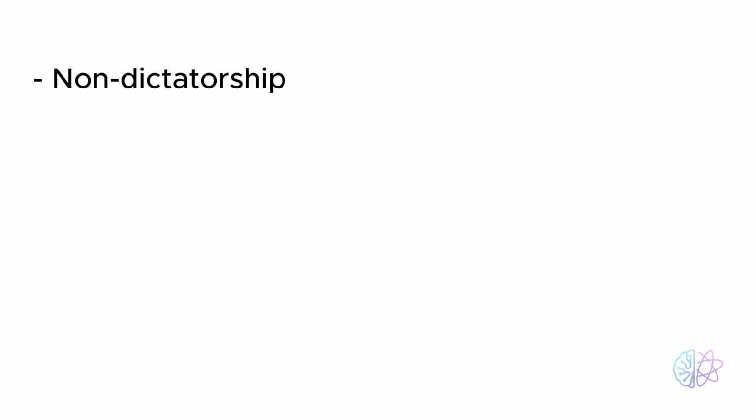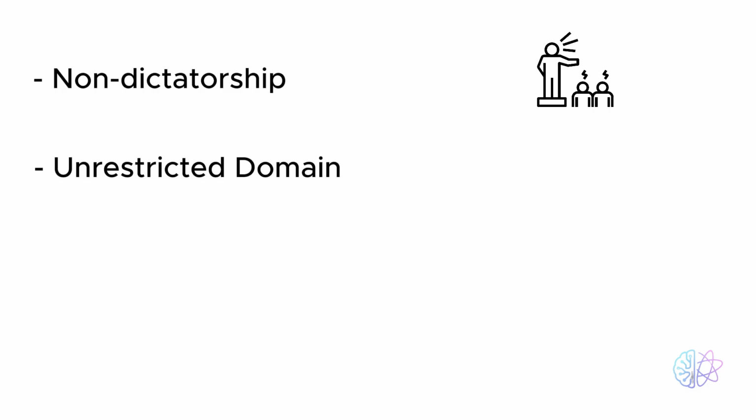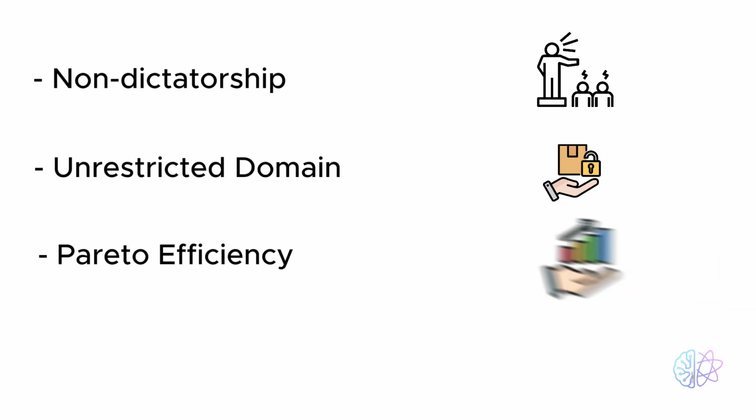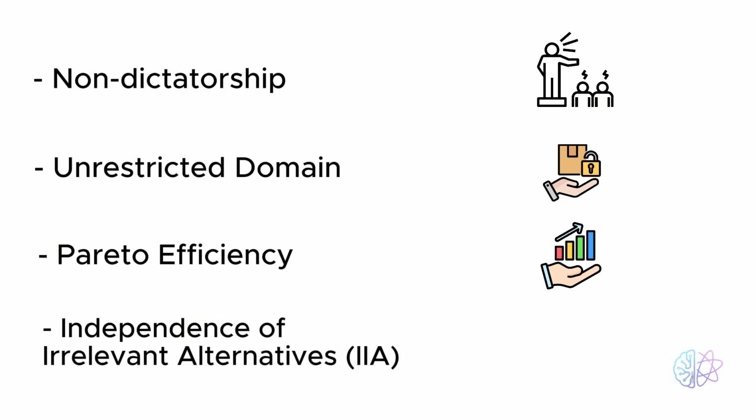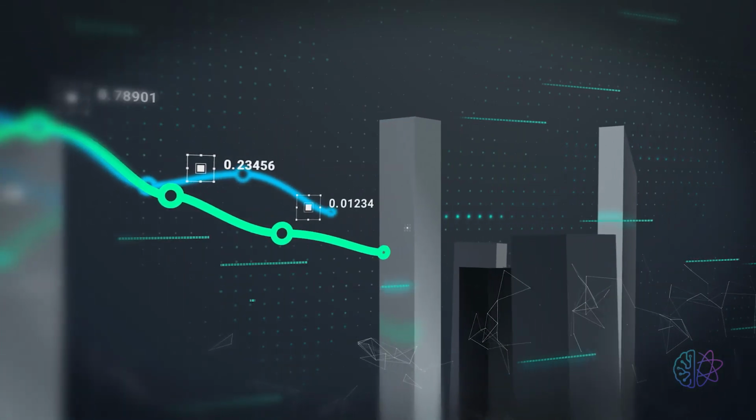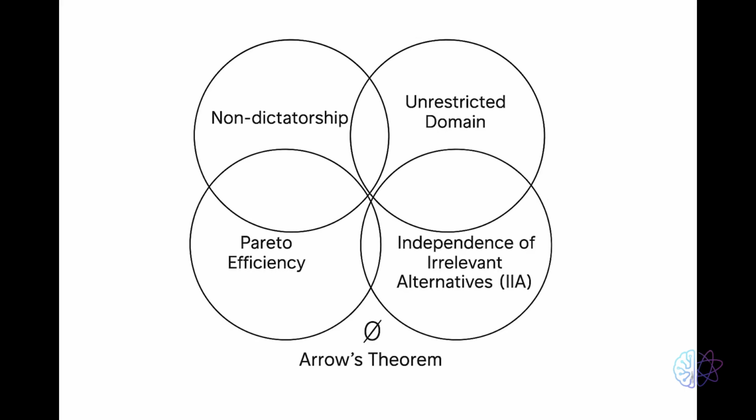Non-dictatorship. No single voter should decide the outcome. Unrestricted domain. Any set of individual preferences is allowed. Pareto efficiency. If everyone prefers candidate A over B, the results should reflect that. Independence of irrelevant alternatives, IIA. Adding or removing a losing candidate shouldn't change the outcome between the others. And here's the kicker. No voting system can satisfy all four conditions at once when there are three or more options. This is Arrow's theorem, mathematically proven.